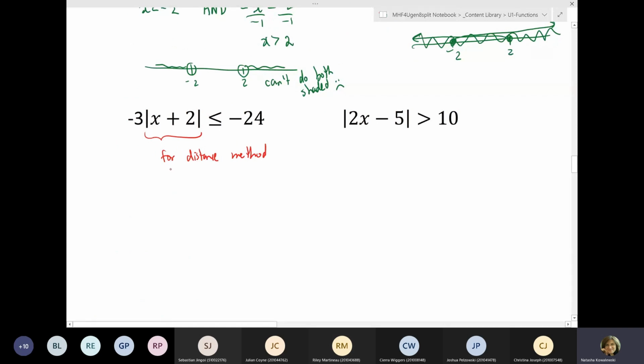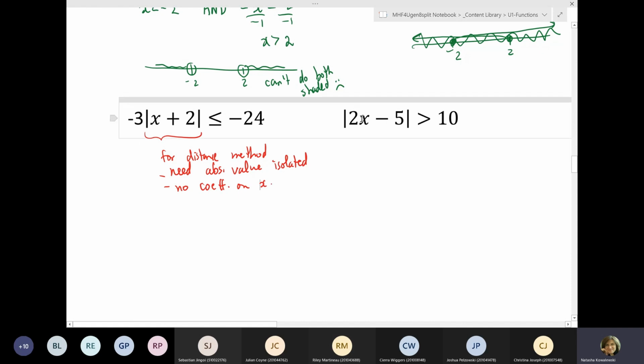So for the distance method, you need the absolute value isolated, and you also want no coefficient on x. If there is one, we'll fix it up. Notice how this one has a -3 in front. This one has a 2 on the inside. I'm going to show you both ways, but I'll also show you the algebraic version because some of you most likely will prefer that instead. So let's do it. I'm going to get rid of -2 or -3. What would be on the other side of x plus 2?